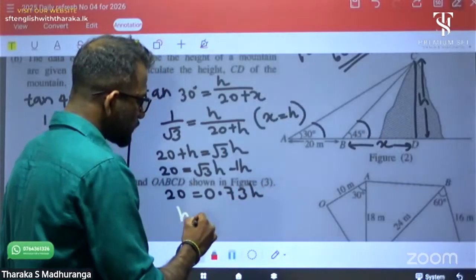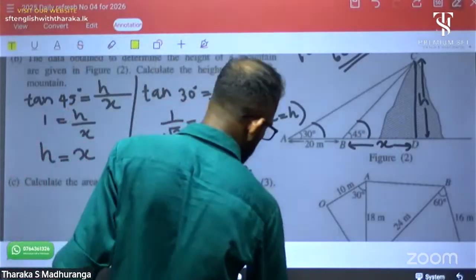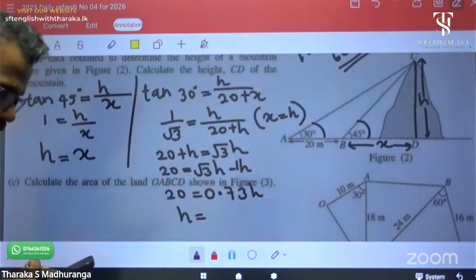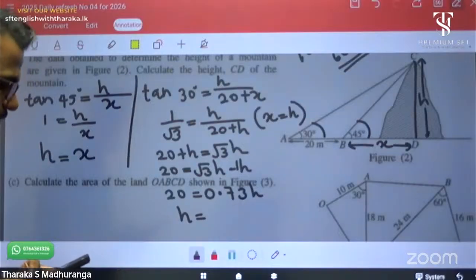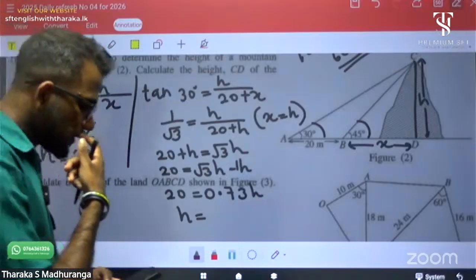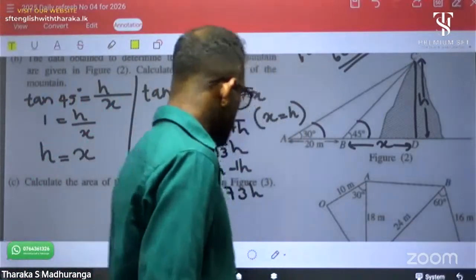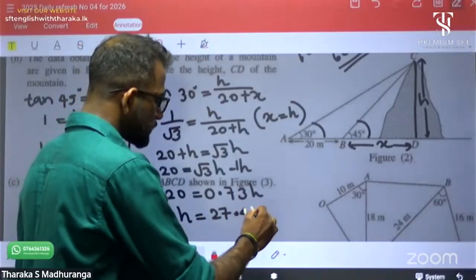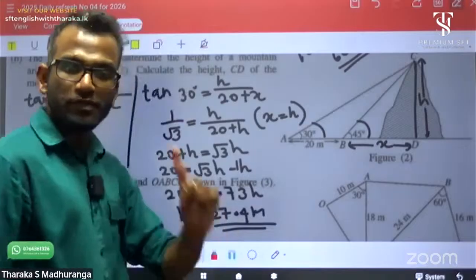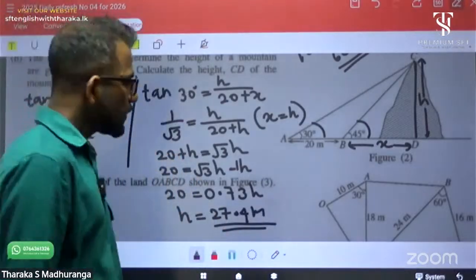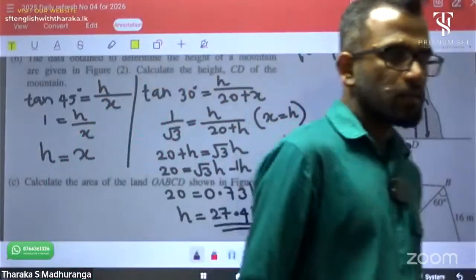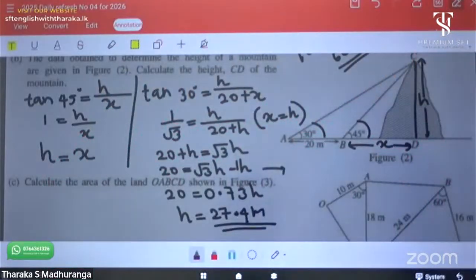Then you can isolate h: h equals 20 over 0.73. 27.39 means 27.4 meters. 27.4 meters because the question asks for the first decimal point. Okay, if you can't understand this part, please send me a message. Others are simple.